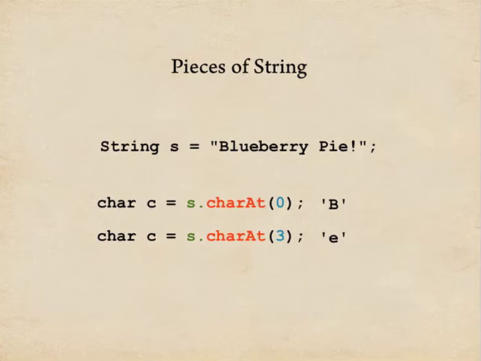But suppose we want to get back a whole range of characters. Maybe someone typed in their name as "blueberry pie", and we want to pull out just their first name. How do we pull out a whole bunch of characters or a new string from an old one? We'll see the answer to that question in part 2.